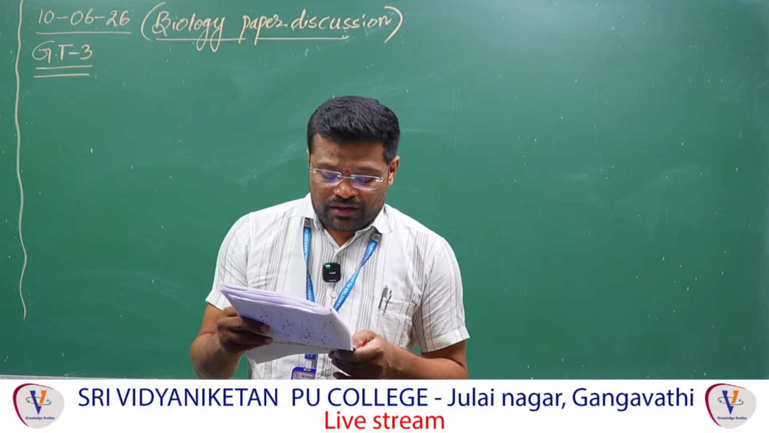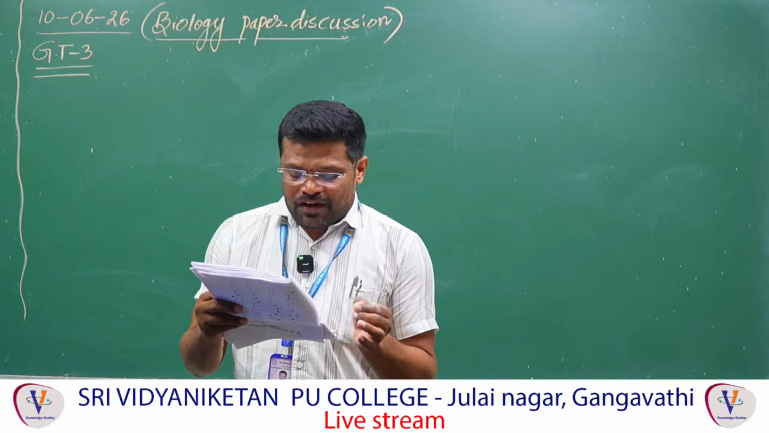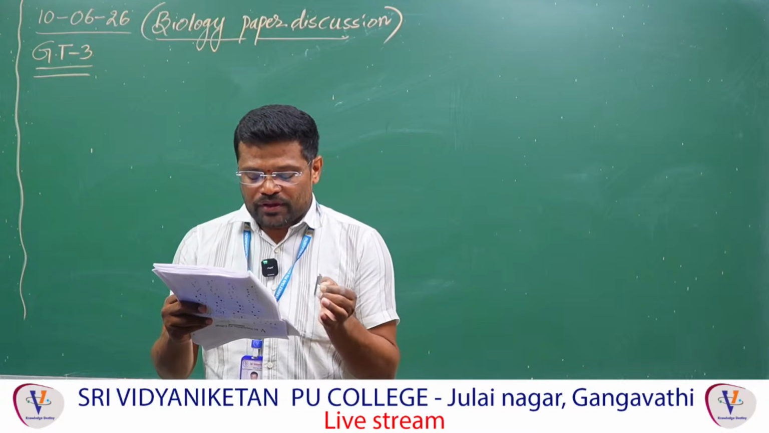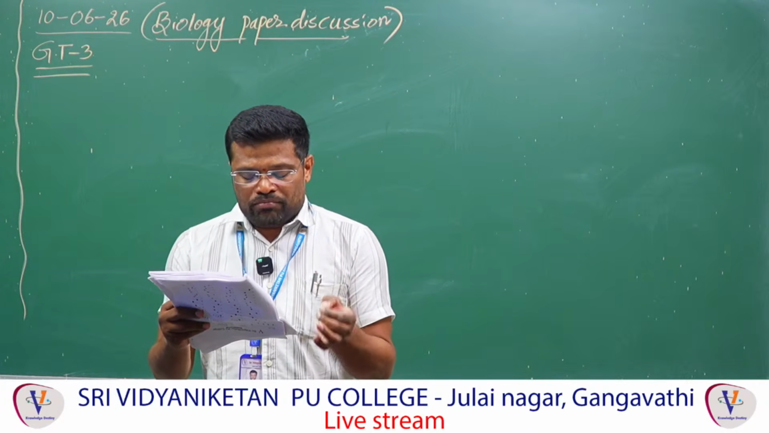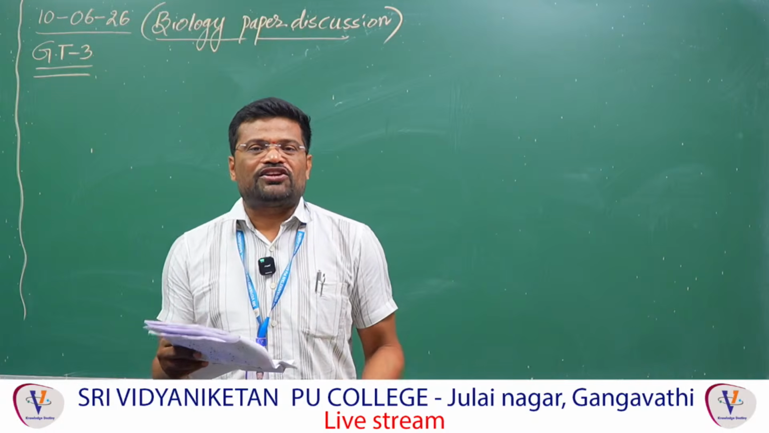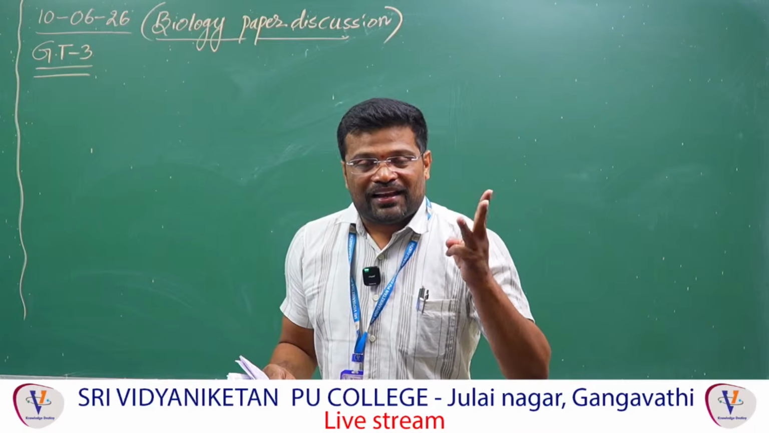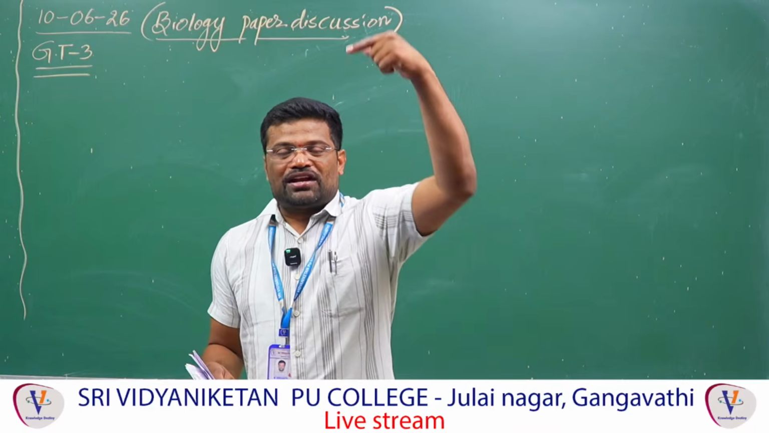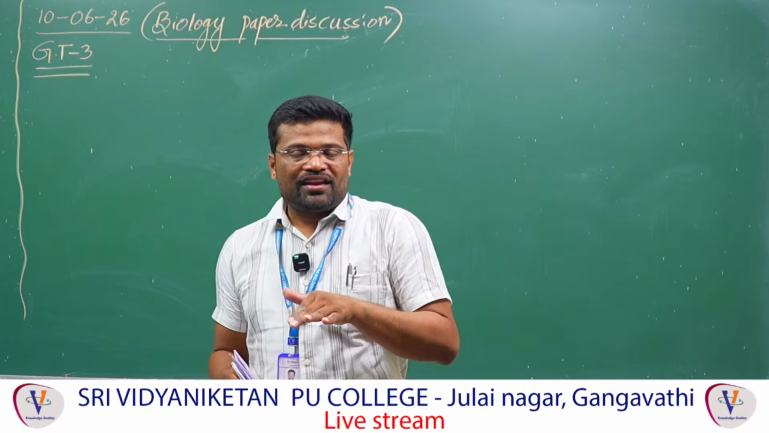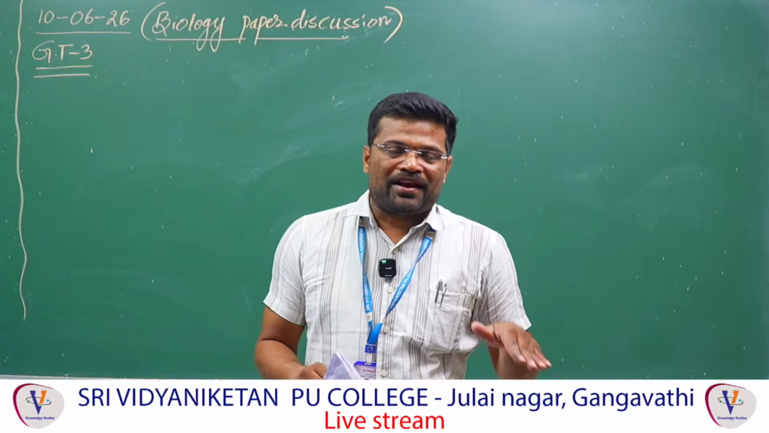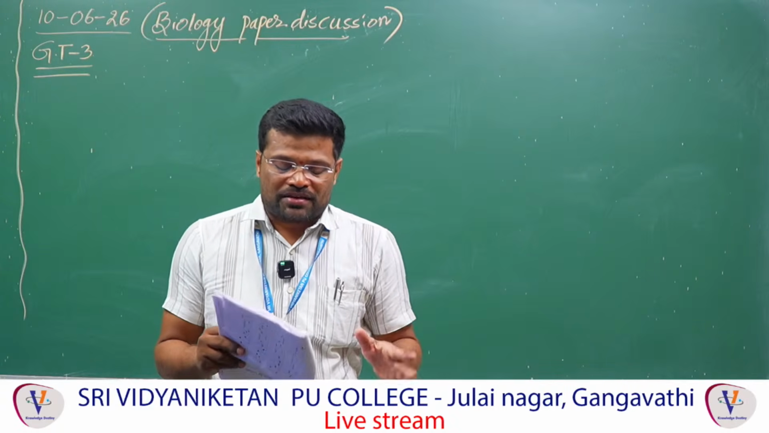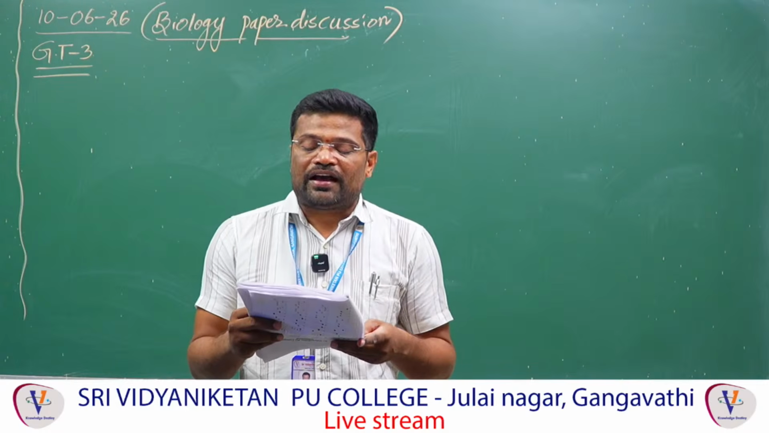B is incorrect. C, the brain is covered by cranial meninges, outer pia mater, middle arachnoid membrane, inner dura mater. Absolutely wrong. Brain is covered by 3 cranial meninges. Outer one is dura mater, middle one is arachnoid membrane, inner one is pia mater. So here C is incorrect.